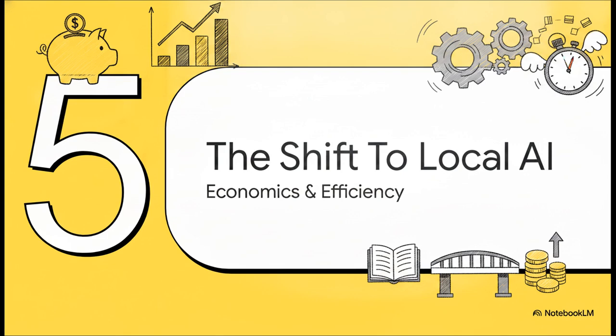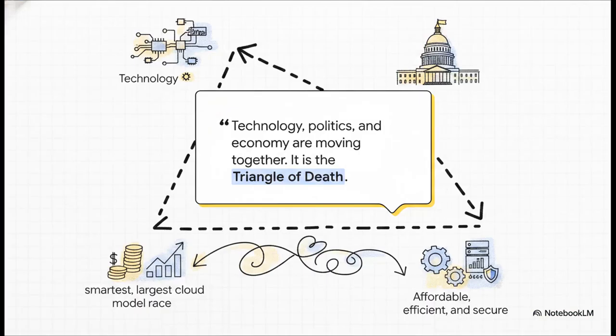Finally, let's jump to Section 5, the shift to local AI. Okay, let's step away from the academic theory for a second and look at the fierce economic reality of all this. Our source material points to this incredibly fascinating concept called the triangle of death, which is the idea that you just cannot understand this era without seeing how technology, politics, and the economy are completely intertwined. You really can't grasp the AI industry by just looking at the code. This framework explains exactly why the AI landscape is shifting so fast right now.